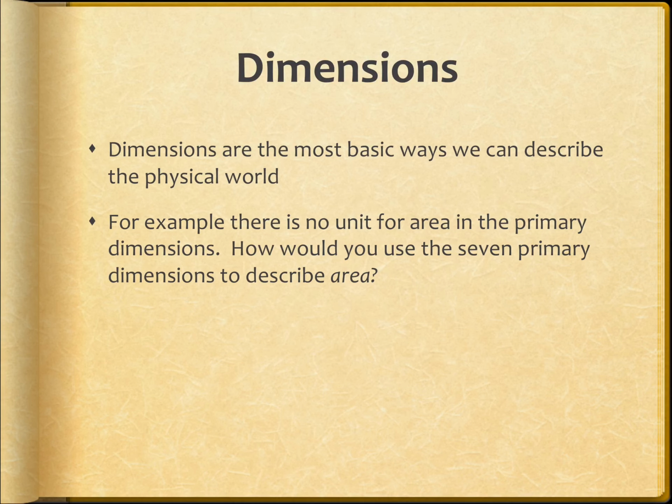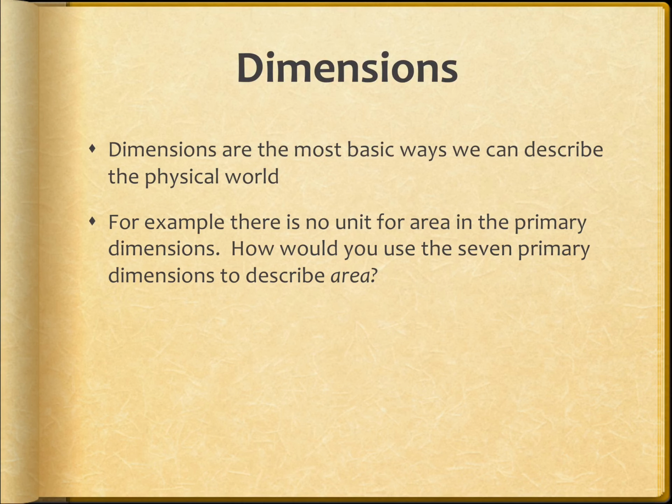Dimensions are the most basic way we can describe the physical world, so they're much more basic than units. Units are types of dimensions or specific instances of dimension. So let's look at some examples for how we can describe the physical world using dimensions.